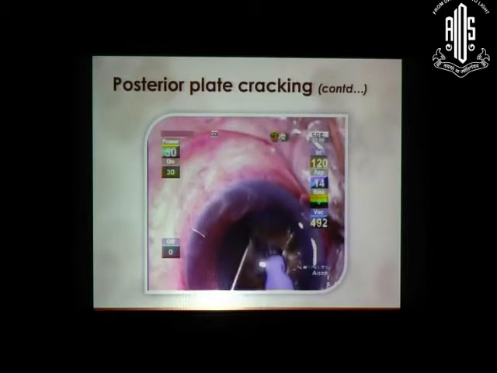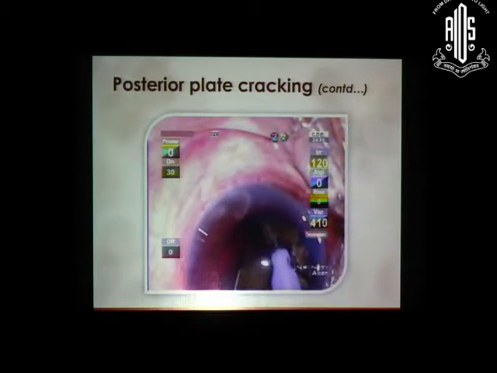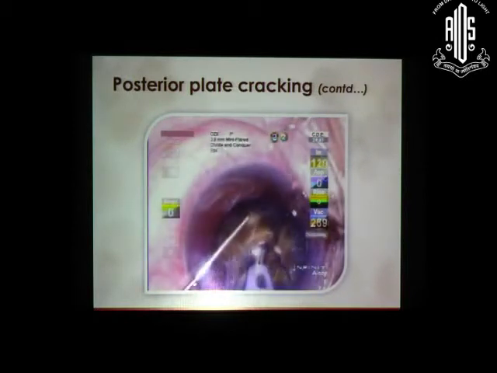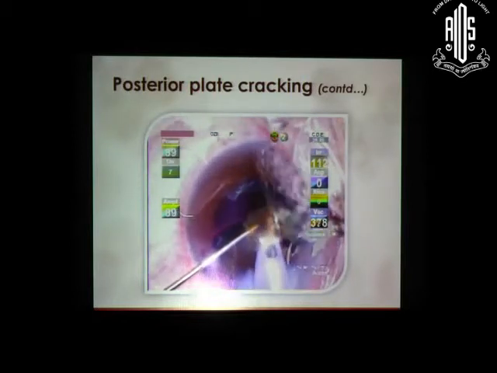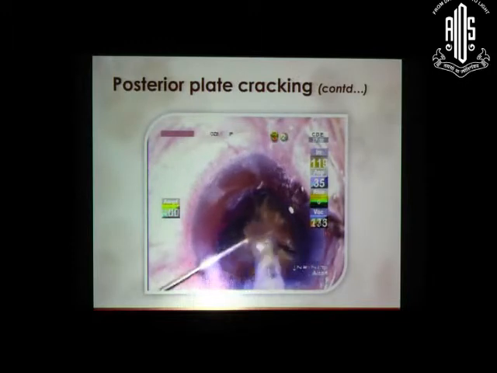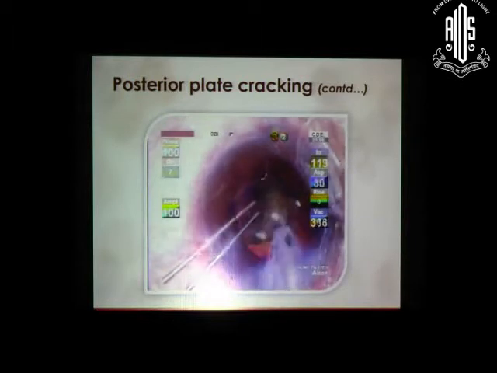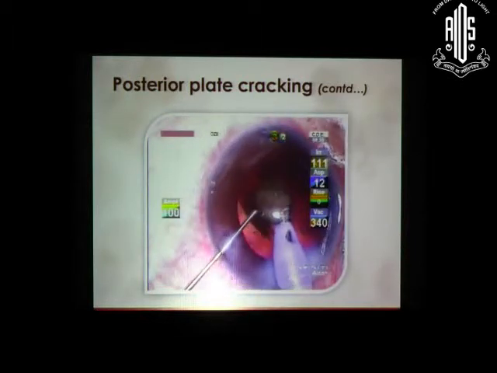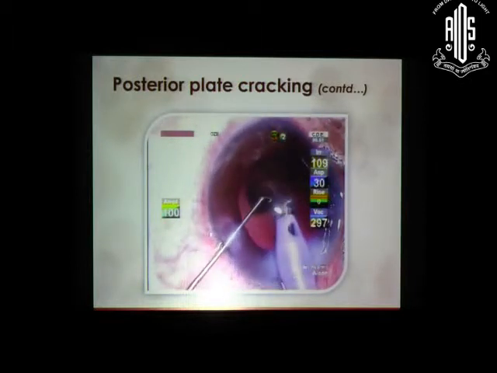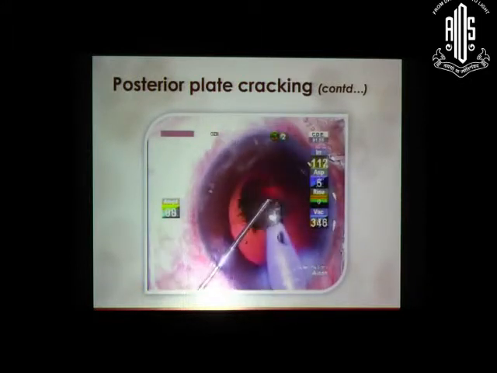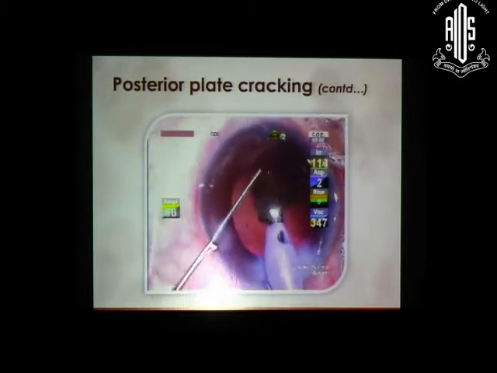Here also same thing, we are using the burst mode with high vacuum, we have more than 400. You need that much vacuum, that will give you a good hold. There is only nucleus, nothing else, no epinucleus, no cortex. And we are stuffing the fragments with the phaco tip, so that prevents chattering and prevents endothelial damage and damage to the posterior capsule.